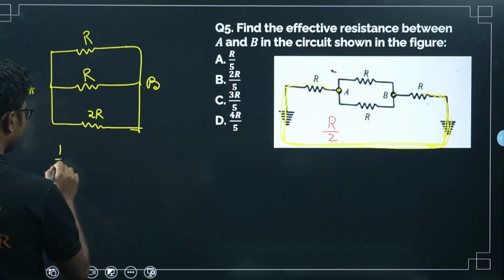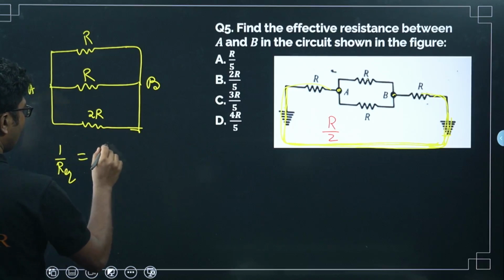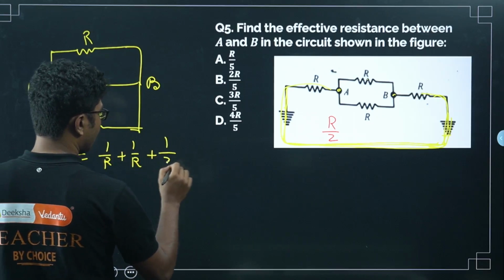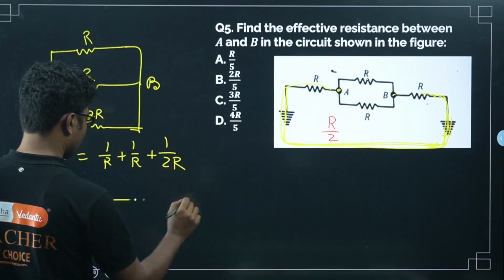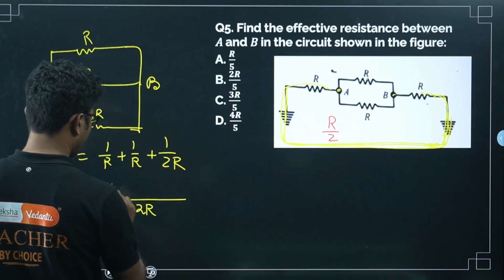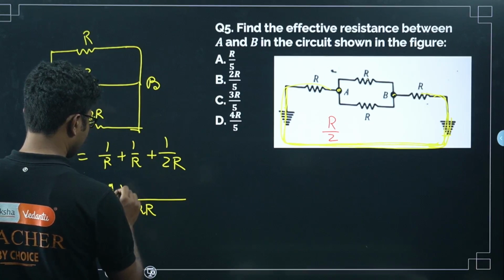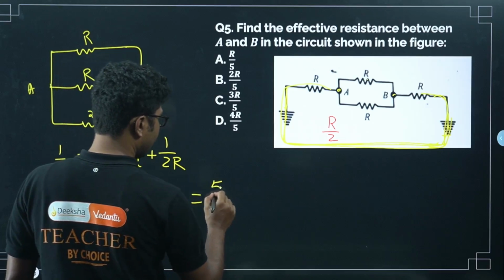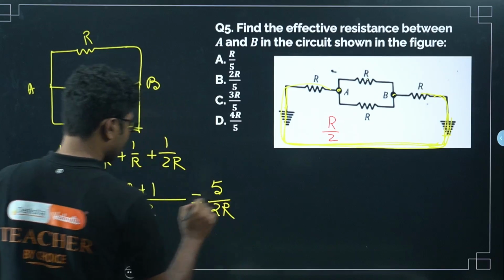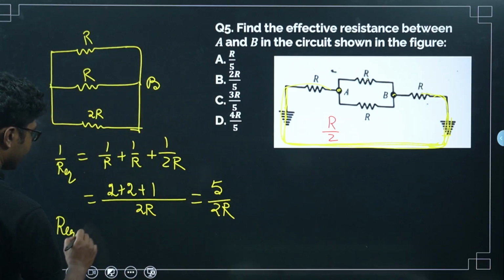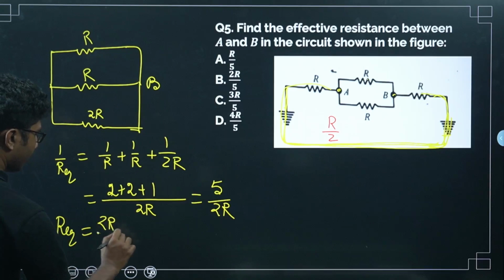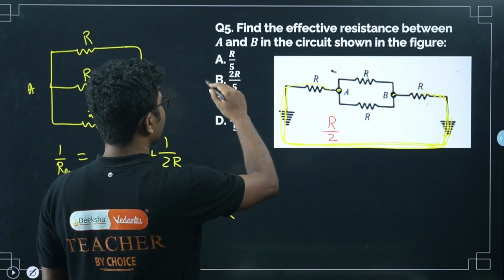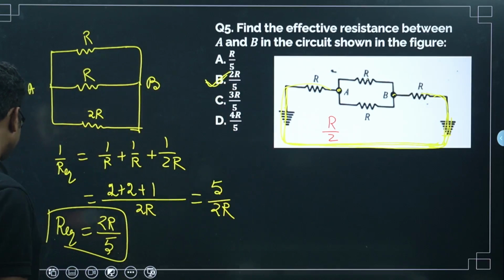Now the equivalent resistance: 1 by R plus 1 by R plus 1 by 2R. So the LCM is 2R. Okay, 2 plus 2 plus 1, so it will be 5 divided by 2R. So equivalent resistance will be 2R by 5. So this is the answer, 2R by 5. So correct answer is option B.